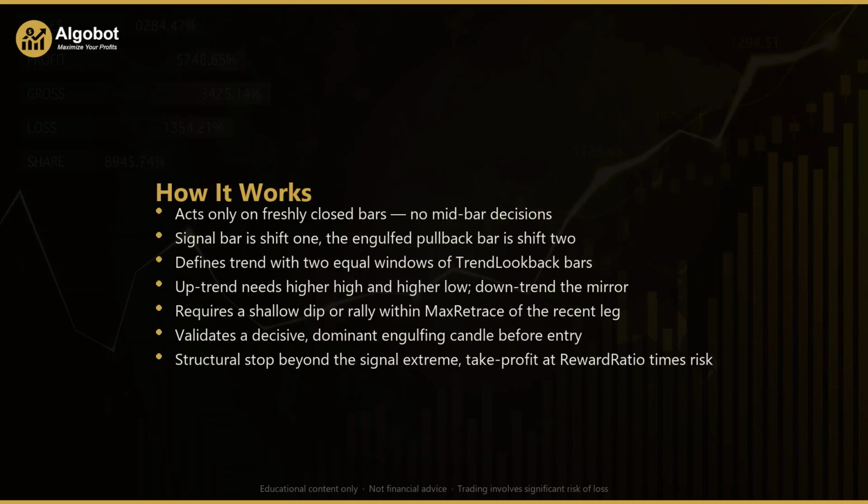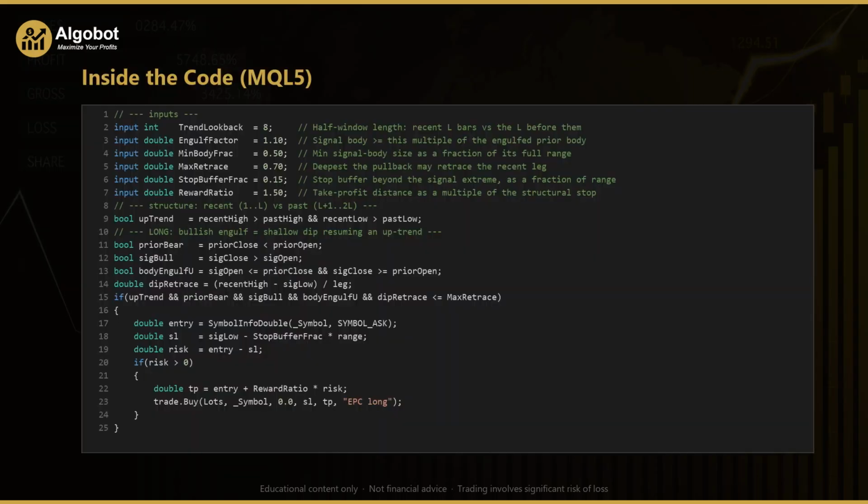A short trade is the precise mirror at a shallow rally. Only one position runs at a time, and the structural stop and target manage the exit. Let's read through the actual MetaQuotes language code you see on screen.